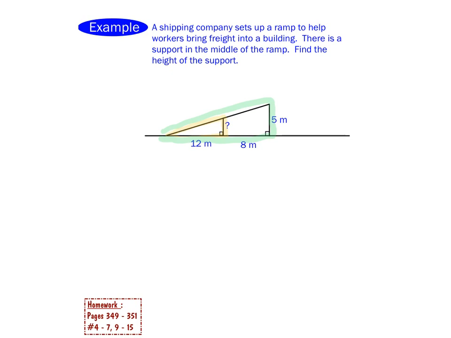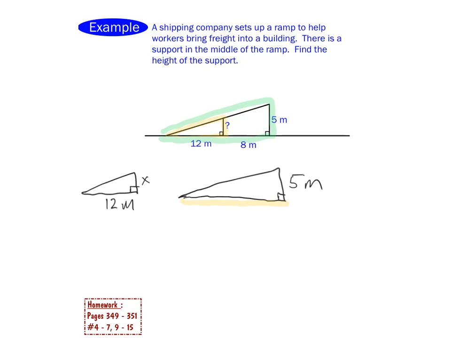So the first triangle, we know that this is 12 meters. We don't know what that is. That's the height of the support. That's what we're trying to find. If we draw the entire triangle, we know that this is 5 meters. Now this is the trickiest part of this whole question.